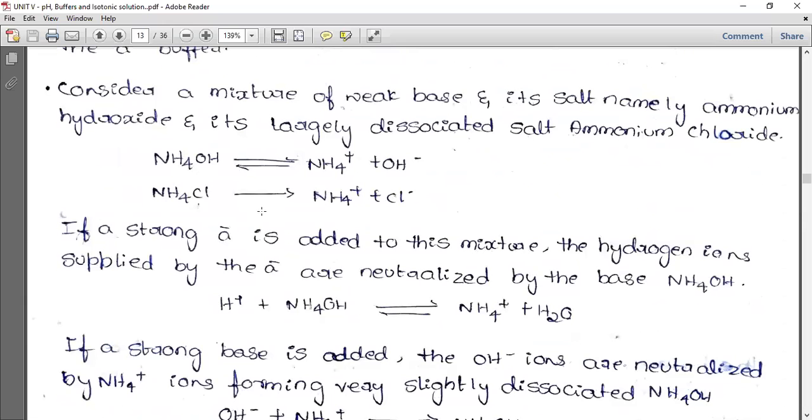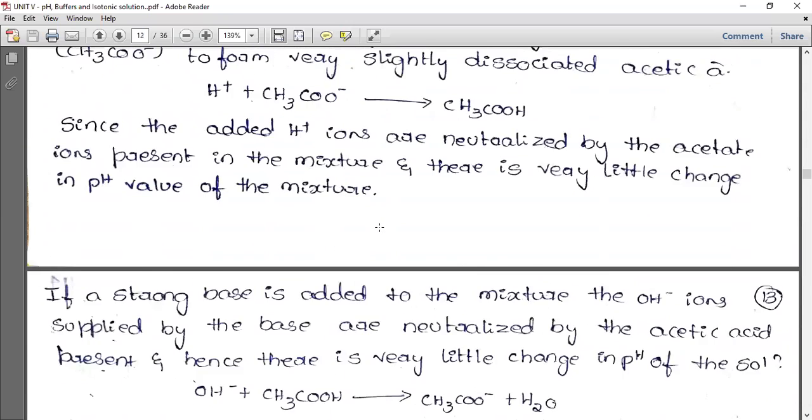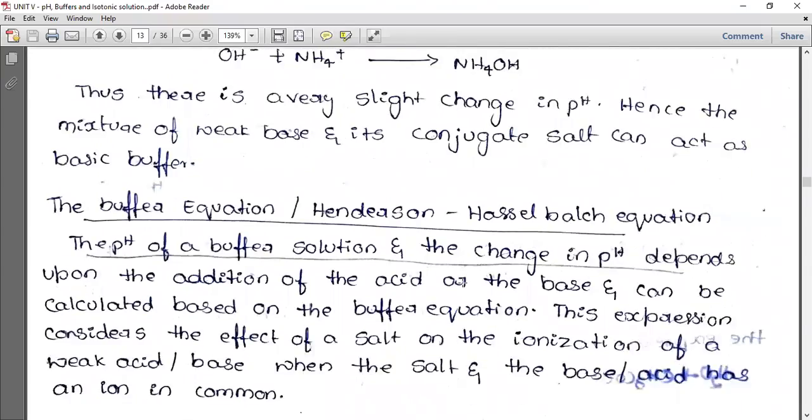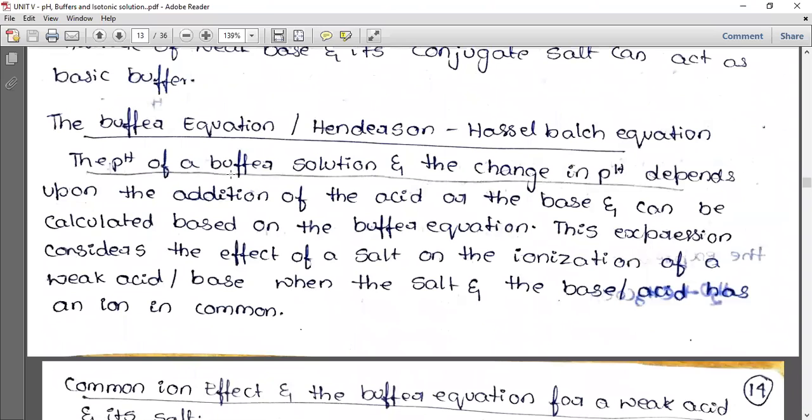Now, in both the examples, there was some ion in common between an acid and the salt, or a base and the salt. So what was the common ion? It was the ammonium ion for the base. If you consider the same in an acid, there was a common ion between the two, which was the acetate ion. So in general, whenever we talk about the Henderson-Hasselbalch equation, it considers the effect of salt on the ionization of a weak acid or a base when the salt and the base or the acid has an ion in common.